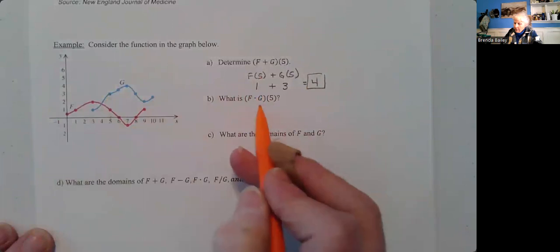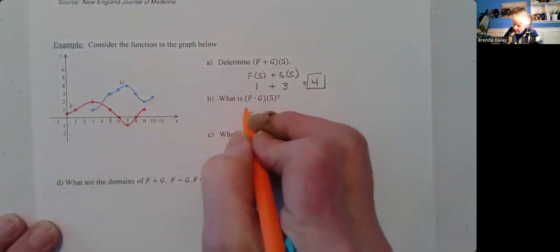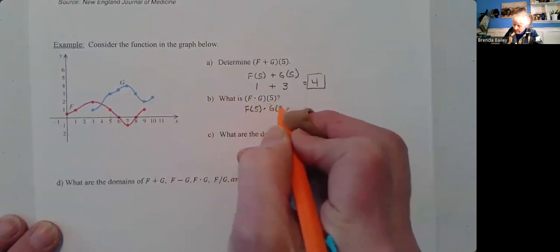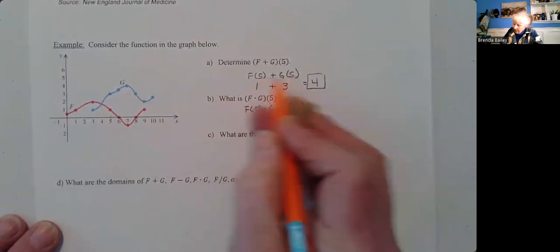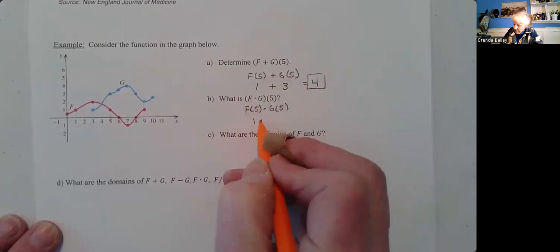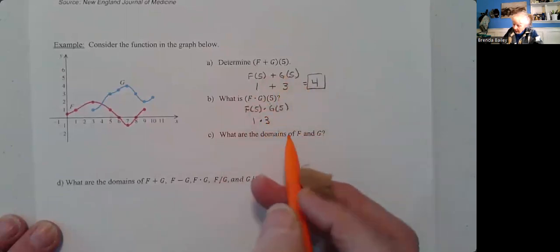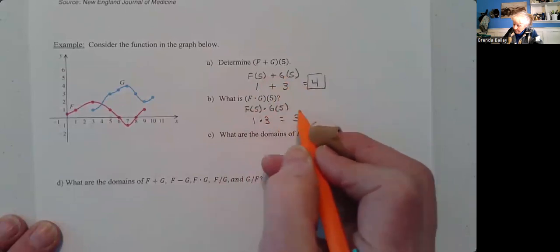Now here we want to multiply. So we'll take F of 5 times G of 5. We've already found those. That's a 1. And G of 5, the Y coordinate is a 3. And we come up with 3.